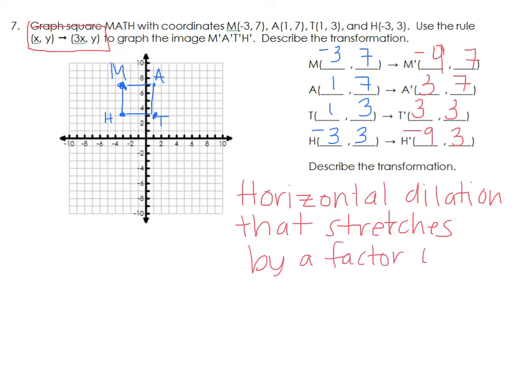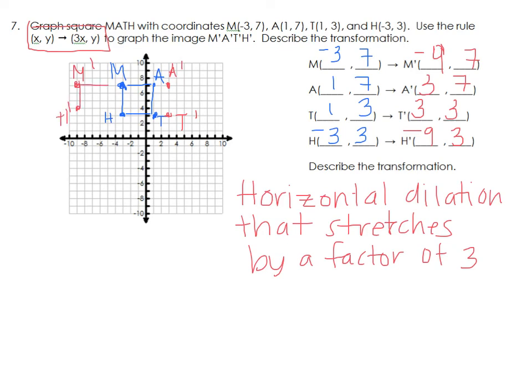Now the way that I knew that it stretches is because the number that's being multiplied to the x coordinates is 3, and 3 is larger than 1, so that's why it's going to stretch. And I think as soon as you graph it, you'll see that it stretches. So M prime is (-9, 7). A prime is (3, 7). T prime is (3, 3). And H prime is (-9, 3).